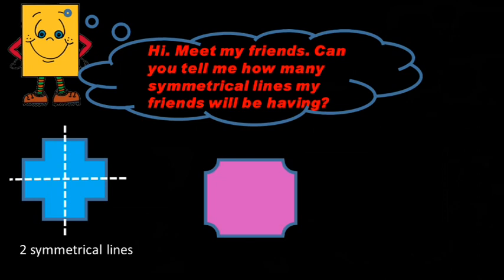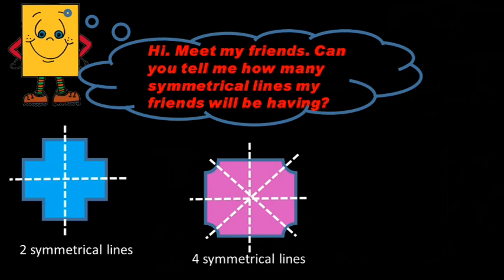Let's see how we can fold this friend. Okay, here is one way. Here is the other way. How many now? Yes, two. Also, we can fold like this. If we can fold like this, we can fold the other side also, right? So how many times did we fold equally, symmetrically? Very good. Four times, right? Four symmetrical lines this friend has.